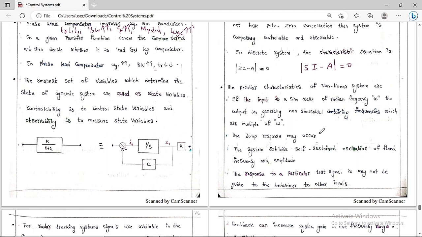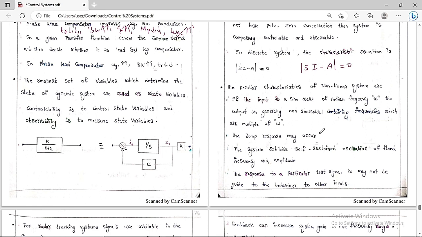So in simple words, I can say finally, the important characteristics of the nonlinear system are: if the input has a frequency omega, the output can have frequencies that are multiples of omega, which is omega, 2 omega, 3 omega, 4 omega, and so on. But for an LTI system, if the input has frequency omega, the output also has the same frequency omega. The jump response may also occur, meaning there are sudden changes in the output in the case of nonlinear systems, not in linear systems. And also in the case of nonlinear system, the system is going to exhibit self-sustained oscillations of fixed frequency and amplitude.